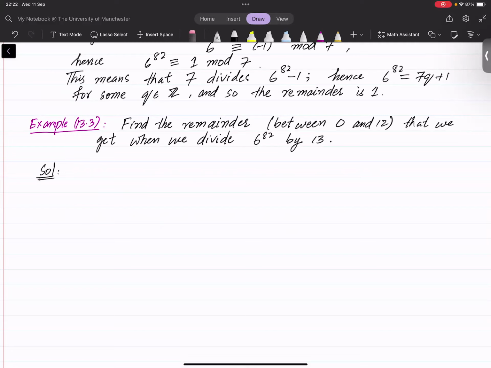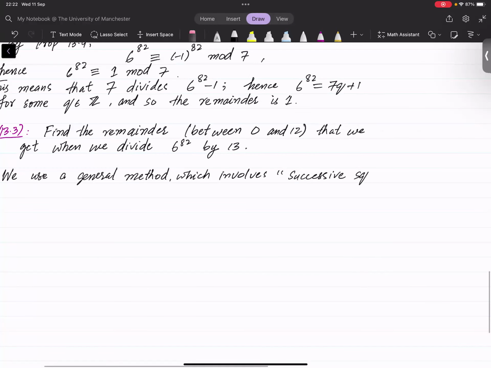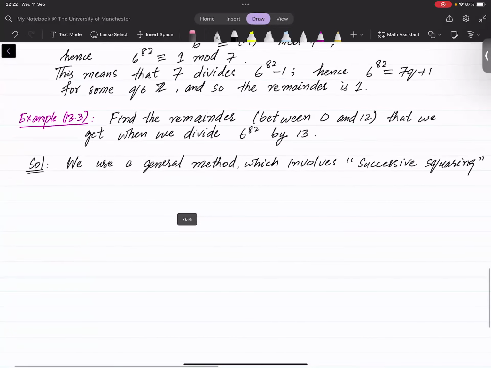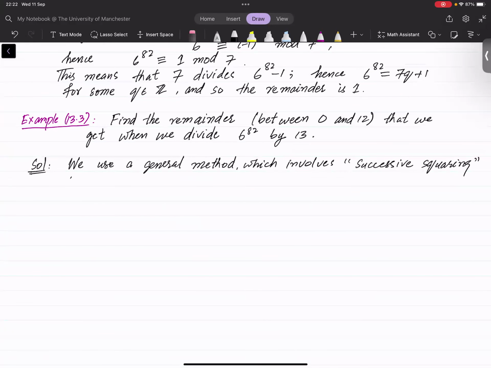So we employ a general method which involves successive squaring of the congruence, starting from 6 congruent to 6 mod 13.